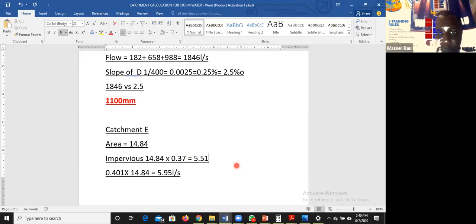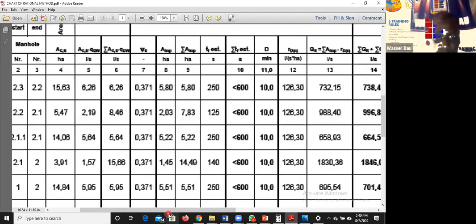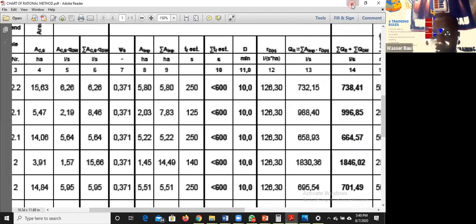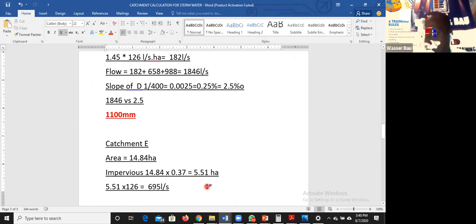5.51 hectares. Okay, of course this one is also hectares. So now, 5.51, multiply by what now? The rain intensity, and that will give you 695 liters per second.